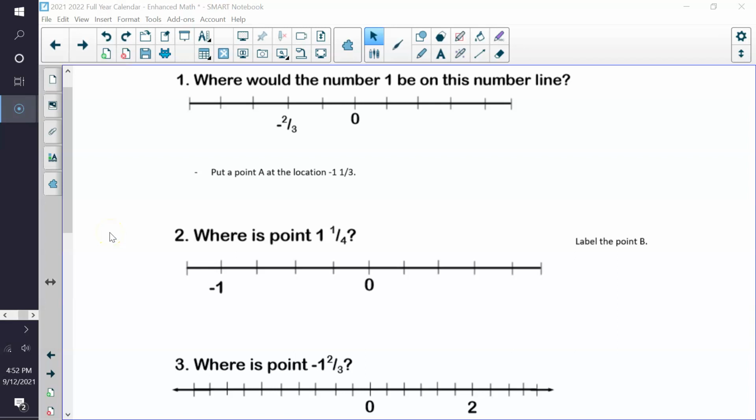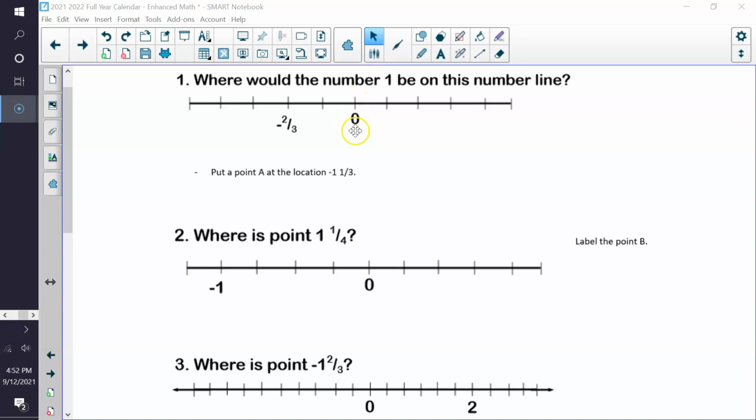I just want to go over these four questions right here, this activity where we're putting some numbers on a number line and we have to figure out where they are. So I just want to go over this with you and show you the answers and how they work out. So number one is asking where would the number one be on this number line? And this is kind of how I think through this problem.